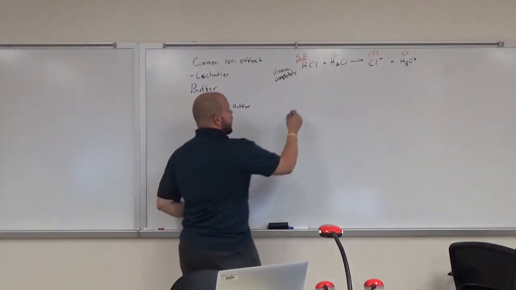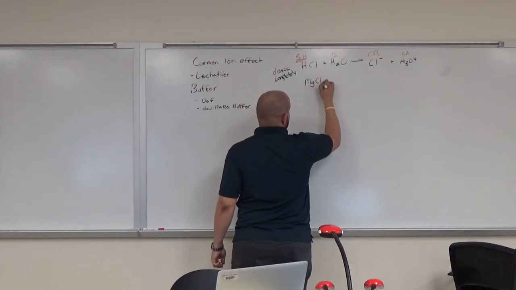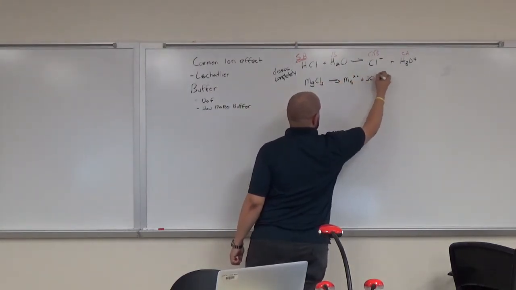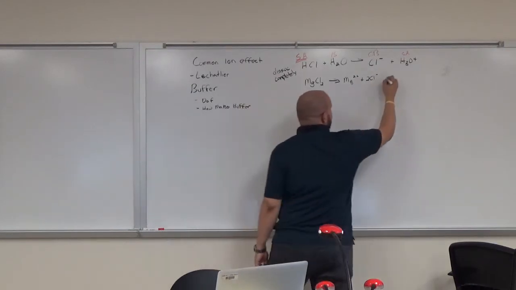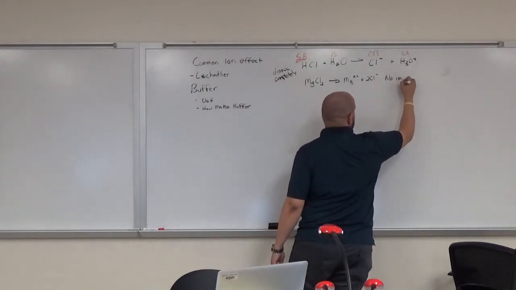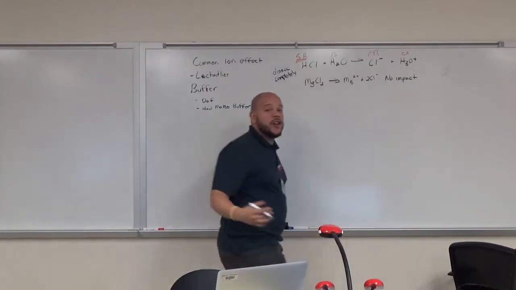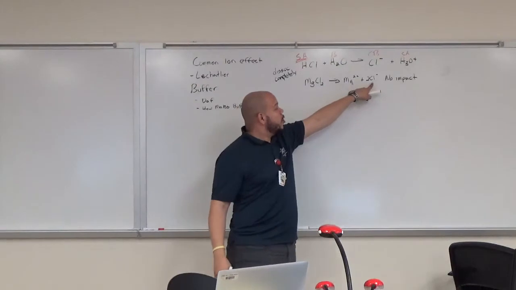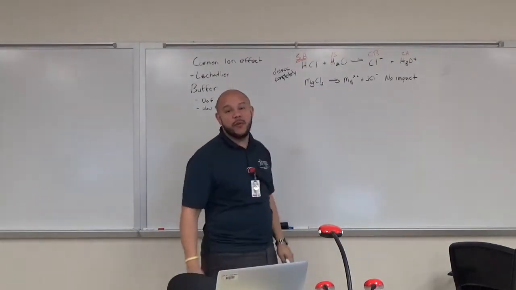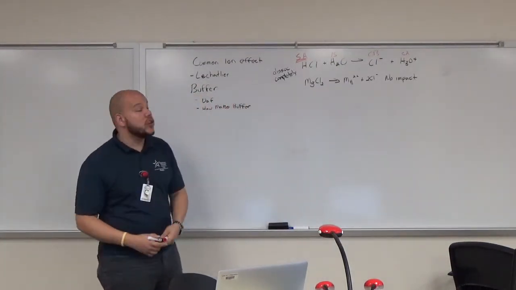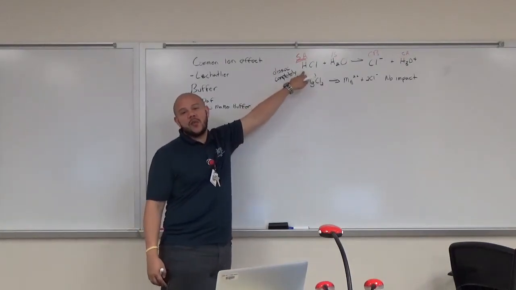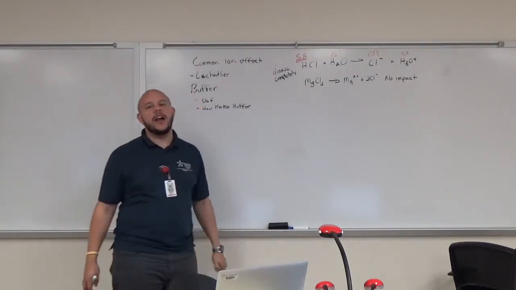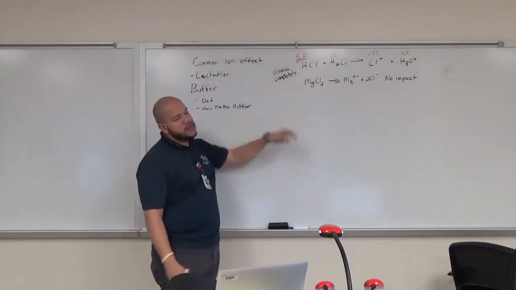So the addition of MgCl2 will dissociate into Mg2+ plus 2Cl-, but it has no impact. It will not shift the reaction or change the pH, because chloride ion and magnesium, if we remember, are neutral in solution. The pH is a direct function of the concentration of a strong acid. So this is not a situation where the common ion effect applies, and you need to be able to recognize that.